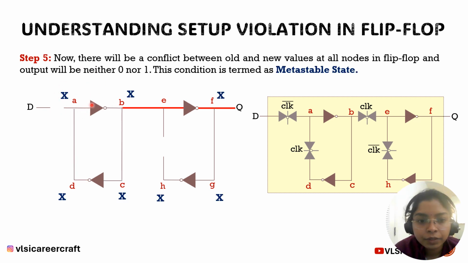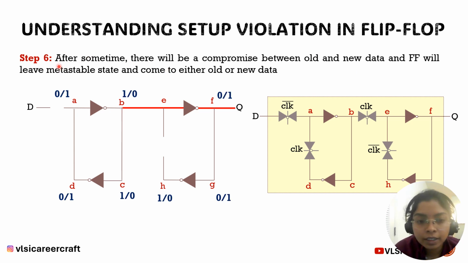So therefore there will be a conflict at all the nodes, and we see all the nodes go into a state which is neither 0 nor 1, and it is termed as a metastable state. After staying in the metastable state for some time, there will be a compromise between old and new data, and the flip-flop will leave the metastable state and come to either 0 or 1, and that is unpredictable.